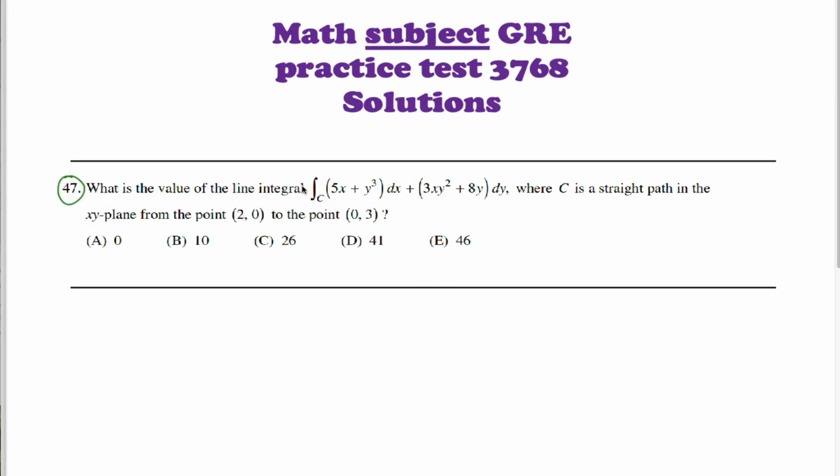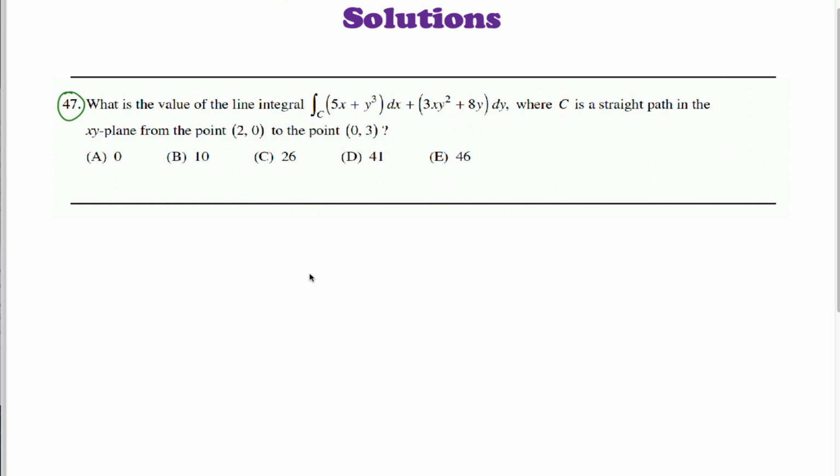All right, question 47. Here we're calculating the value of a line integral. So we're integrating over C. C is the straight path in the xy plane from (2, 0) to (0, 3). So I think the easiest way to do this is to parameterize stuff. So kind of rewrite the x's and y's in terms of t, and then just integrate with respect to t.